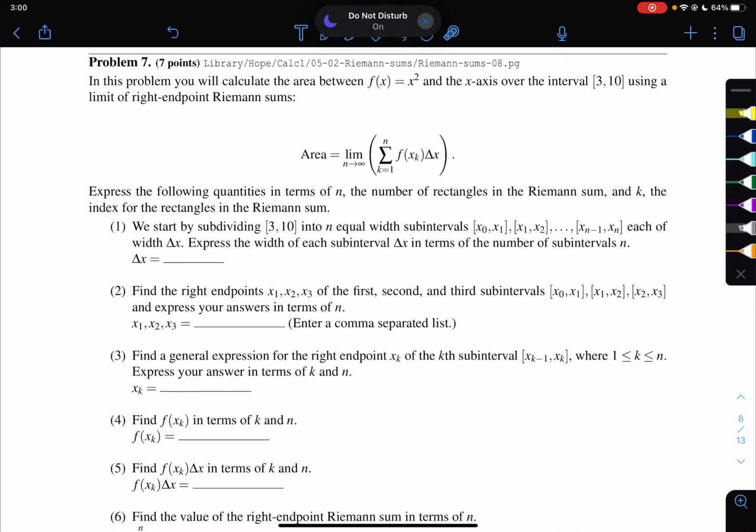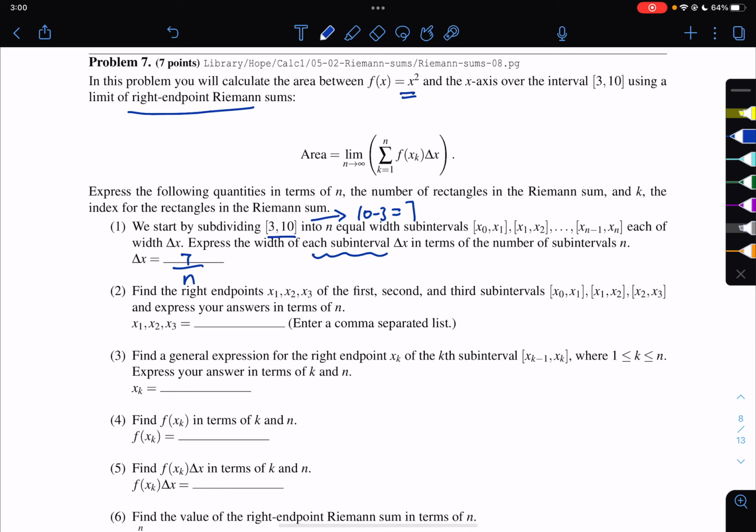Problem number 7 asks you to find the area using the right-end Riemann sum of the function x squared, and we subdivide the interval into n subintervals. The total length is 7, therefore the width of each one is 7 divided by n. And we want to find the right endpoint of each of those intervals.